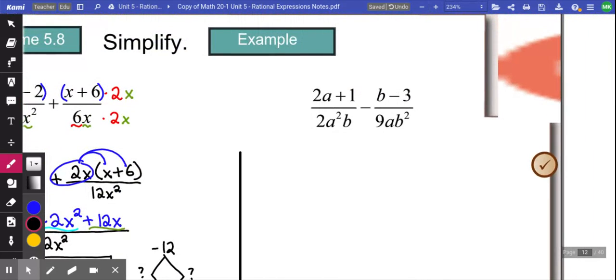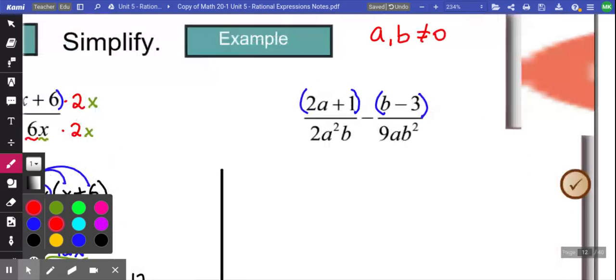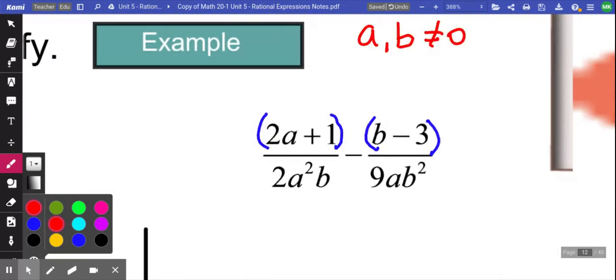Let's try one more together. Then you're going to be off on your own. So the first step is factor. I can't factor anything in this question, but what I can do is put brackets around those binomials so I remember they're together. My second job is to state my non-permissible values. Both A and B cannot equal 0 or I'd be dividing by 0. Awesome. Now, let's get at it.